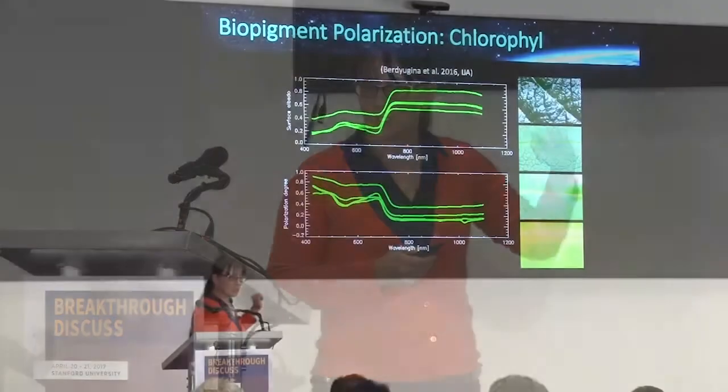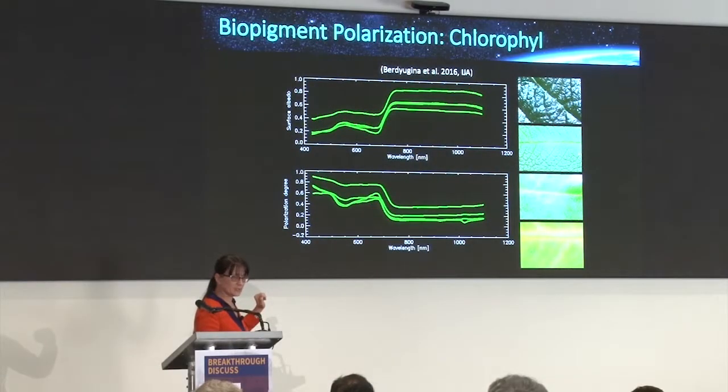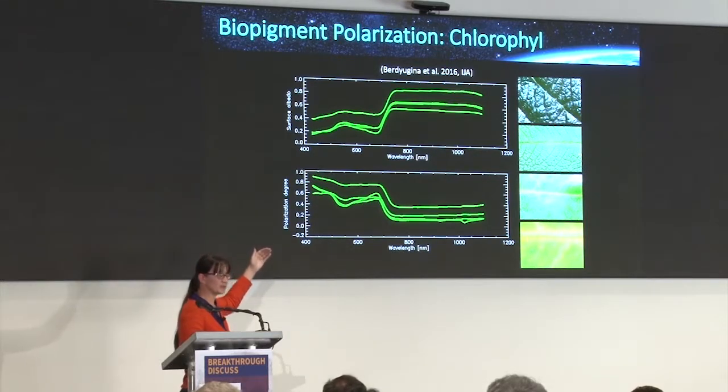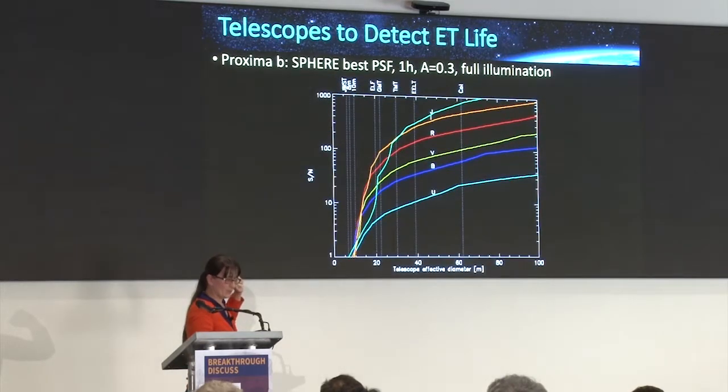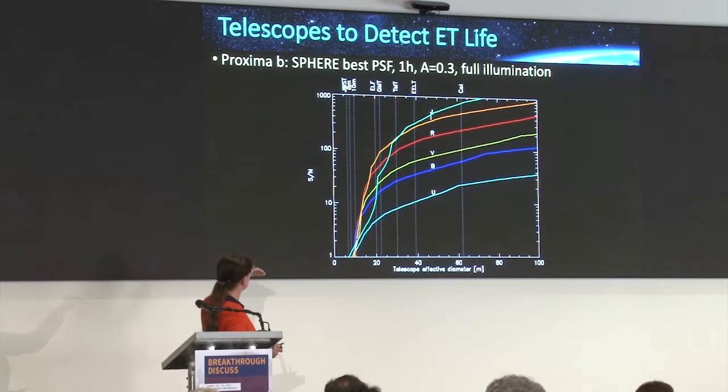So now, that signature corresponds to the chlorophyll absorption, and we've shown that this absorption is polarized. If we add polarization on top of these photometric measurements, we can also increase the contrast of the detection.